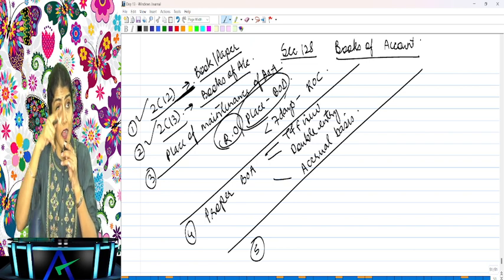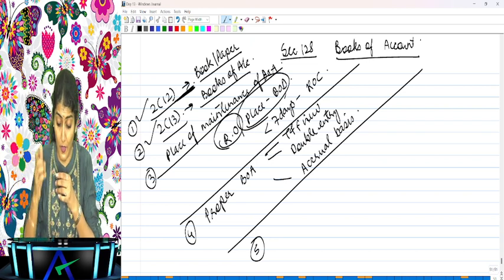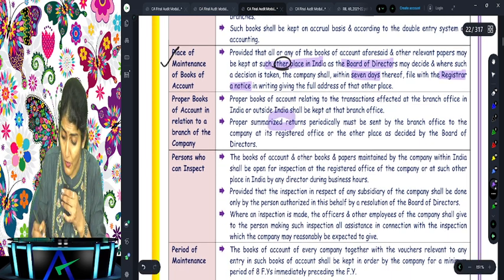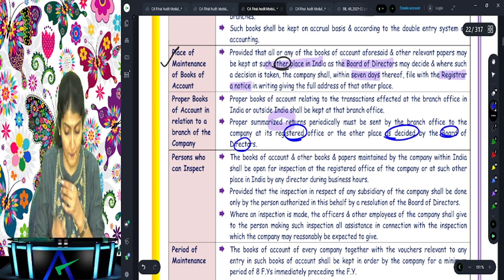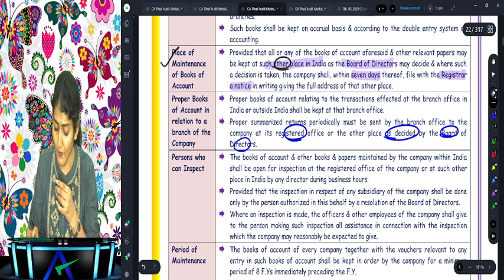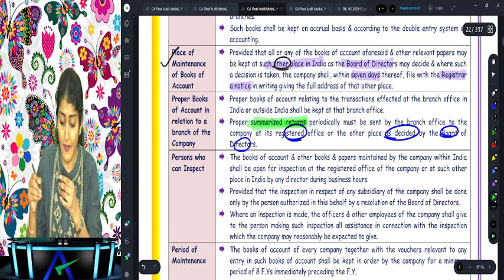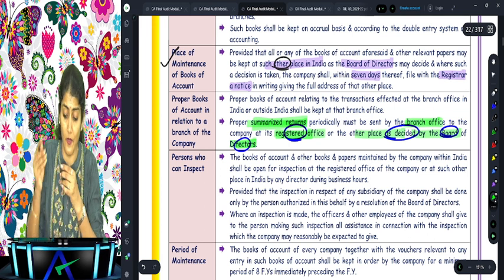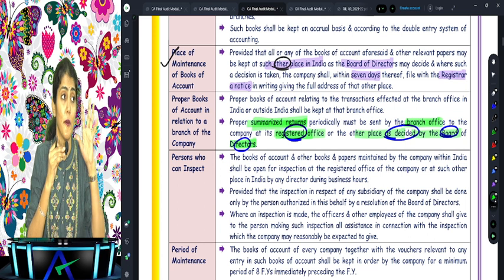How will the branch comply with the requirement of the place of maintenance of the books of account? So what does it say? Summarized returns are to be sent periodically by the branch officers to the registered office or to the place decided by the board. Then it will be considered that, yes, even the branch is maintaining the books at the proper places.